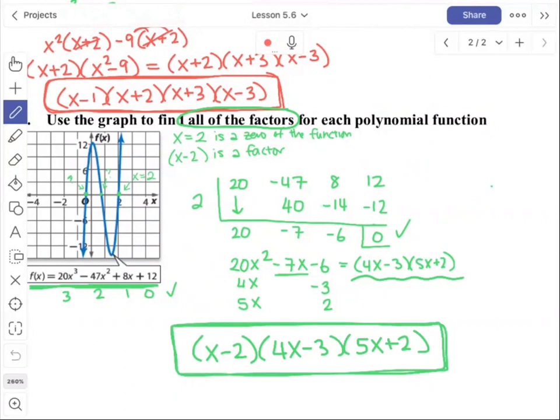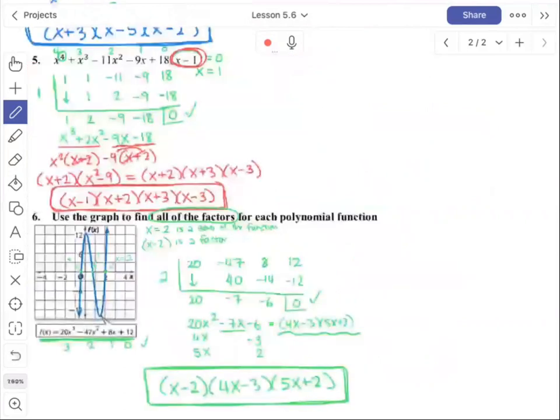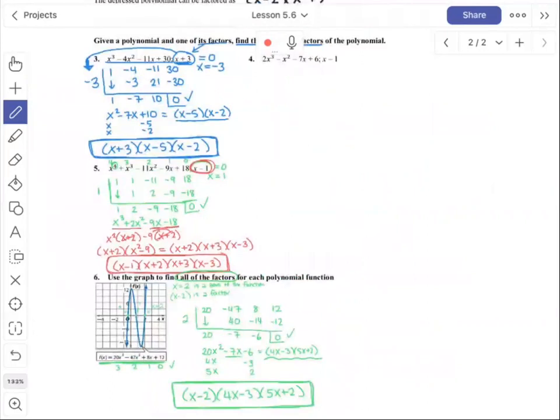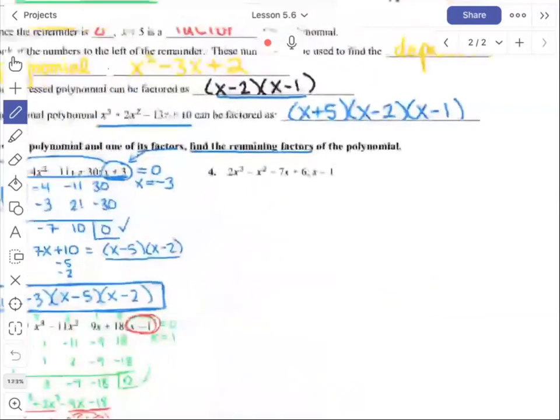All right, guys, it is your turn to help me. Any questions before I start calling on people? Okay, then, here we go. Let's go to number 4, starting with Russell. All right, Russell, help me out. Number 4, what should I do first?